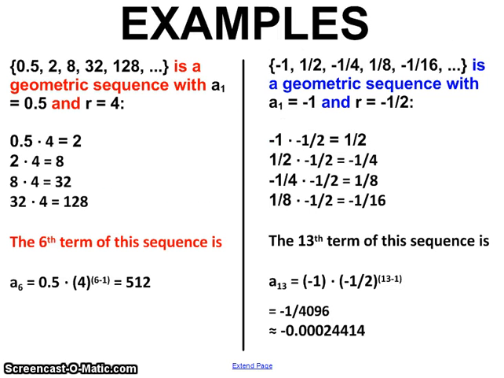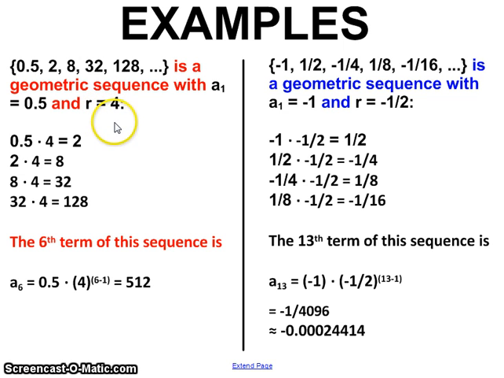So let's just take a look at a couple of examples. Here I have an example where my first term is 0.5 or 1/2, and then to get from 1/2 to 2, I have to multiply by 4. That gets me to 2. 2 times 4 is 8. Times 4 is 32, times 4 is 128. So we know this is a geometric sequence with a sub 1 equals 1/2 and R equals 4.